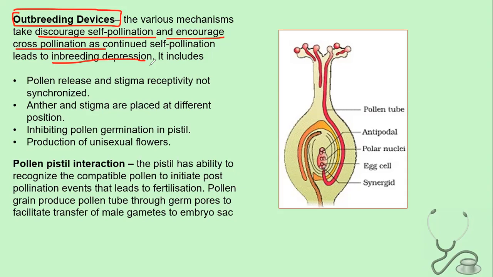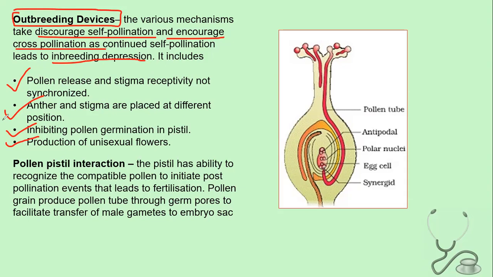So there won't be transfer or happening of what? Self-pollination. Is this clear? Yes. So what are the methods over here? Pollen release and stigma receptivity are not synchronized. Anther and stigma are placed at different positions. Inhibiting the pollen germination in the pistil. And production of what? Unisexual flowers.